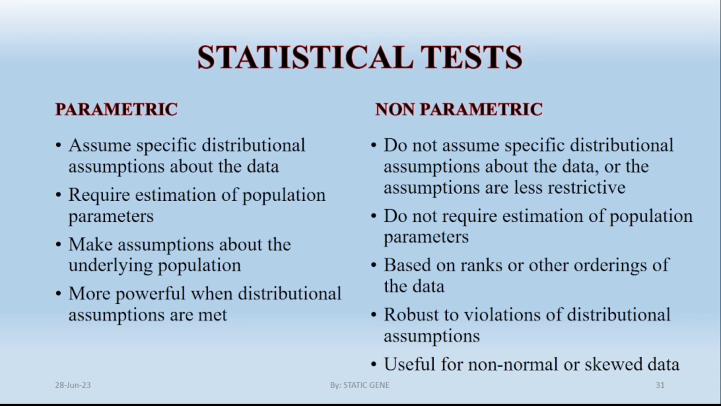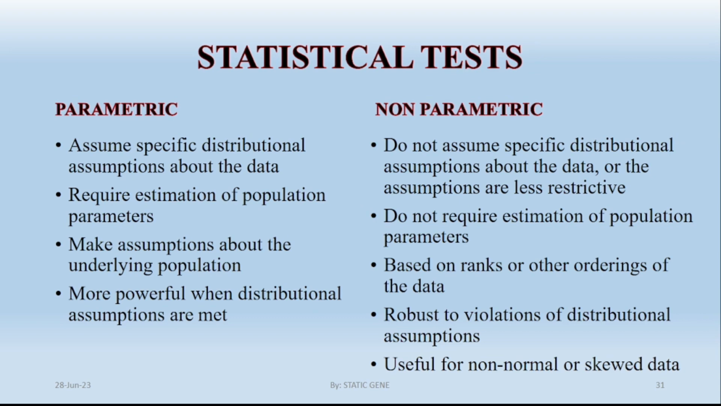Now these are the differences. In parametric, it assumes specific distributional assumptions about the data, but in non-parametric, it does not assume specific distributional assumptions about the data. So in parametric, there is an assumption. For example, it's expected that the distribution is a normal distribution. So that's the assumption made. But in non-parametric, they do not make an assumption.